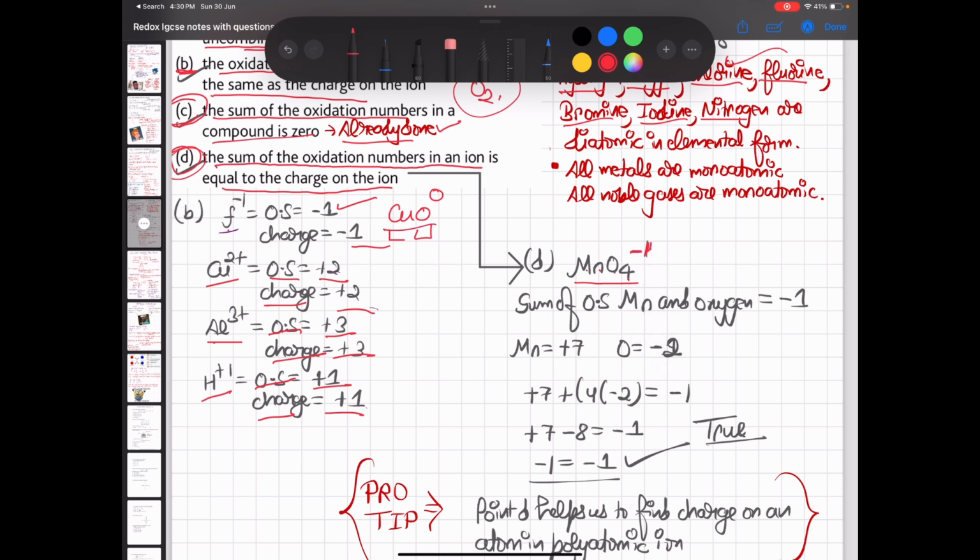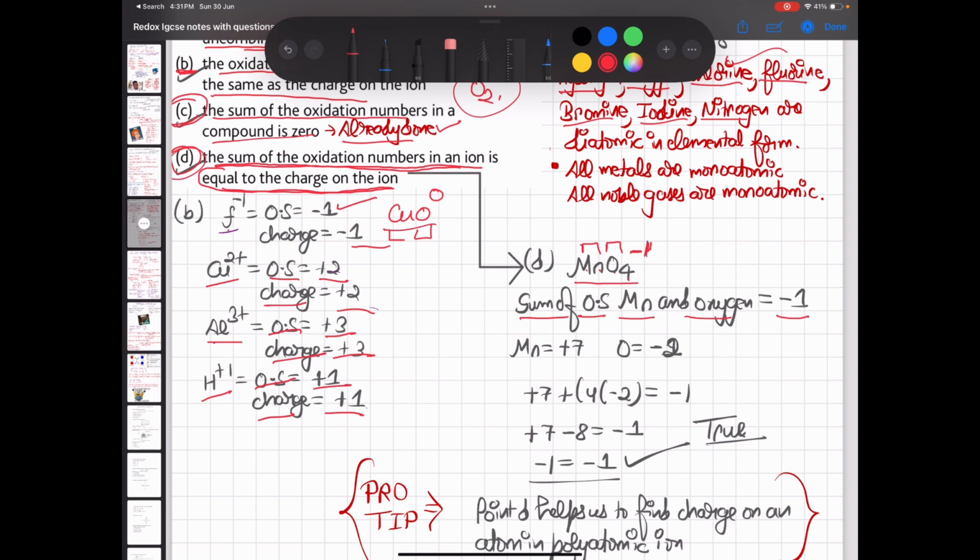Now let's read the statement once again. Sum of oxidation numbers in an ion means the sum of oxidation number of manganese and the sum of oxidation number of oxygen is equal to the charge on ion. What is the charge on ion? -1. So I've written here that the sum of oxidation state of manganese and oxygen is equal to -1.